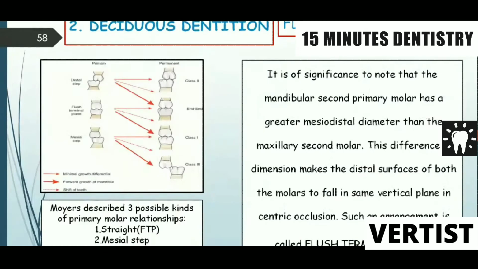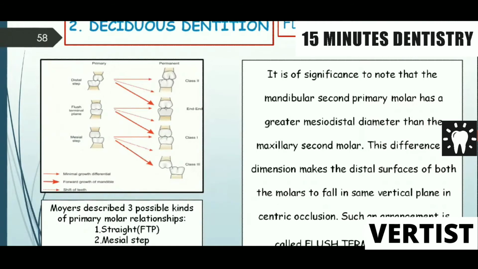In the second phase of deciduous dentition, you have a phenomenon called as plus terminal plane. See in the diagram, we have shown you 3 diagrams on the left side. In the center, we have shown you what is plus terminal plane. It is of significance to note that the mandibular second primary molar has a greater mesodistal diameter than the maxillary second molar. This difference in dimension makes the distal surface of both the molars to fall in same vertical plane in centric occlusion, and such an arrangement is called as plus terminal plane.